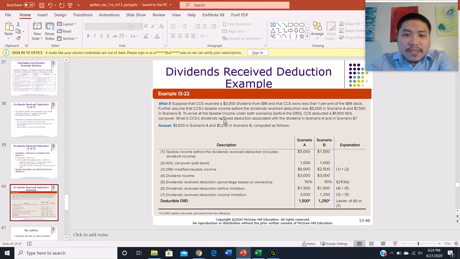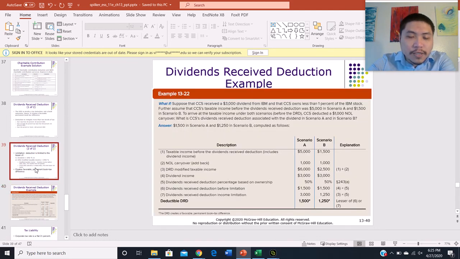To arrive at the taxable income under both scenarios before the DRD, CCS deducted $1,000 of net operating loss carryover. What is CCS's dividend received deduction associated with the dividend in scenario A and scenario B?